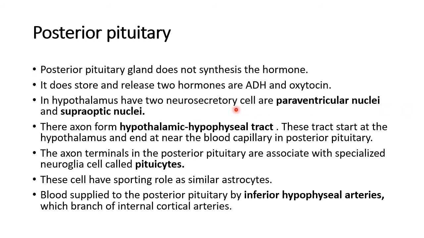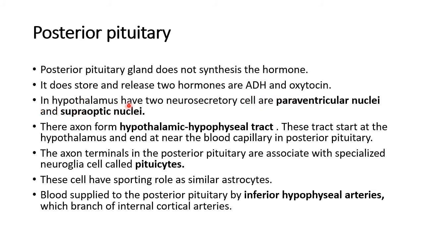Next, discussion on the posterior pituitary. So we all know the posterior pituitary does not synthesize hormones. Okay, it stores and releases the hormones, and those hormones are ADH and oxytocin. And we all know that ADH and oxytocin are vasopressors, meaning they are vasoconstrictive. Vaso means blood vessels. They contract the blood vessels.